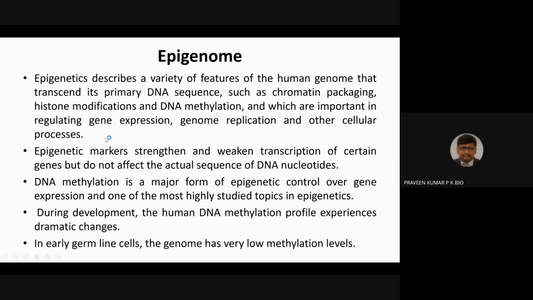One should understand whatever we study in post-translational modifications, like the DNA methylation, etc. So this comes under epigenome. What genes can go for post-translational modification, that we map, and what we call that is epigenome. Epigenetic markers strengthen and weaken transcription of certain genes, but do not affect the actual sequence of DNA nucleotides. The best example is DNA methylation, which is a major form of epigenetic control over gene expression and one of the most highly studied topics in epigenetics.